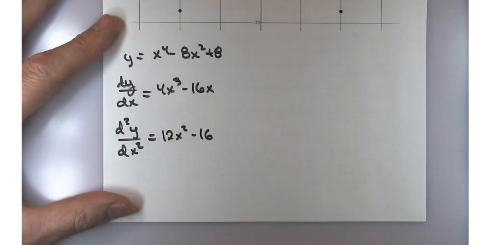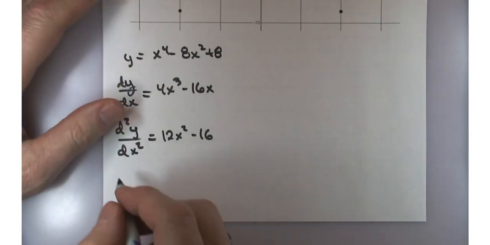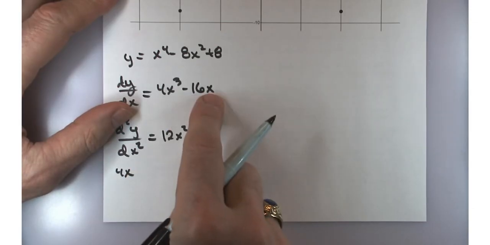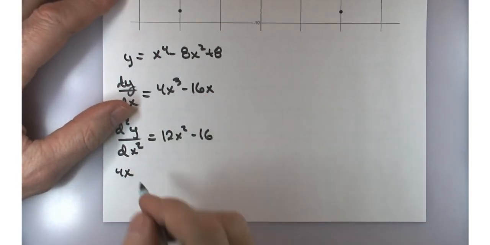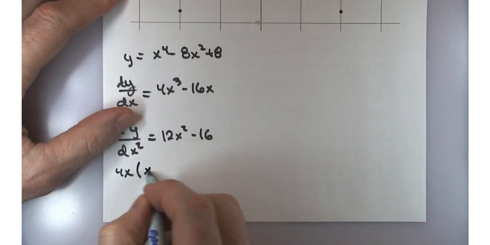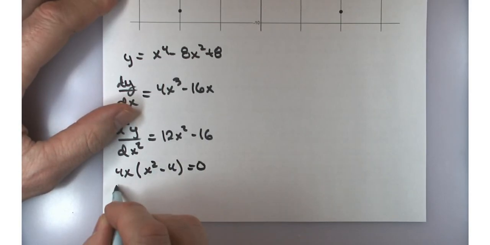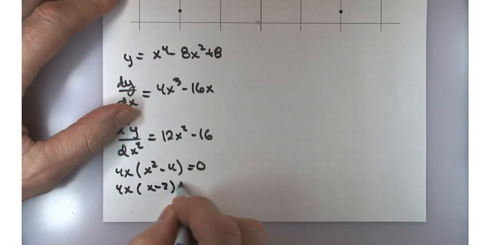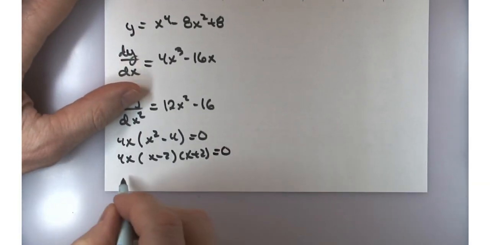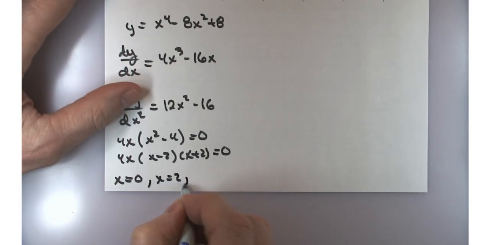12x squared minus 16. Now it's going to be helpful for us to know where these are both equal to 0. So let's first of all set the first derivative equal to 0. 4x cubed minus 16x. From that, I'll factor out a 4x, and that'll leave behind x squared minus 4. And that's going to factor a little bit more as x minus 2 and x plus 2. So overall, where that's equal to 0 is going to be at 3 places: x equals 0, x equals 2, and x equals negative 2.